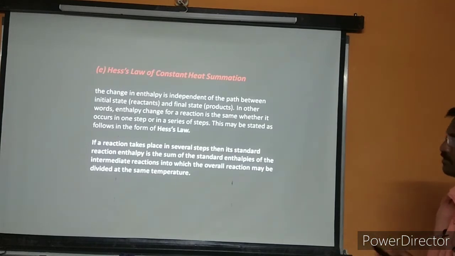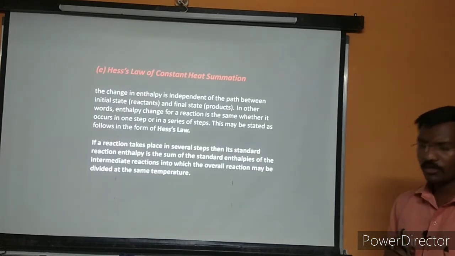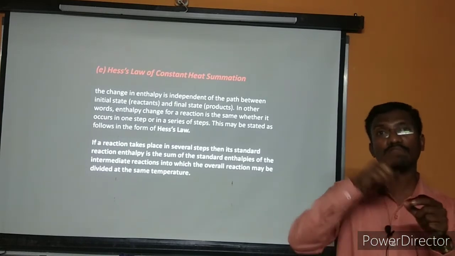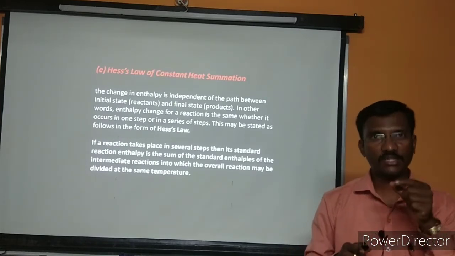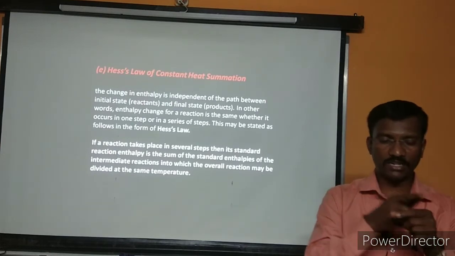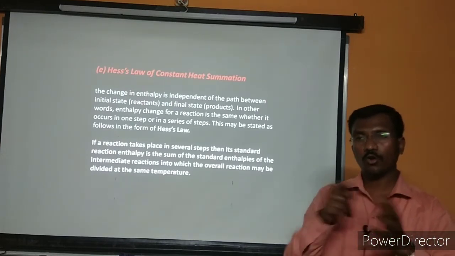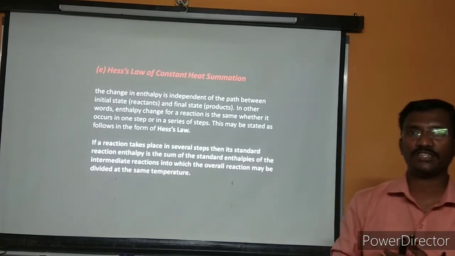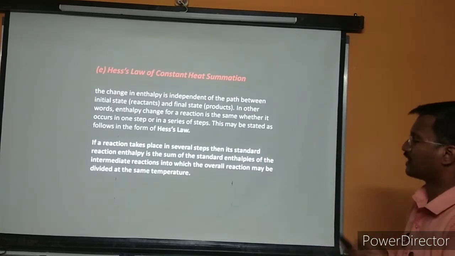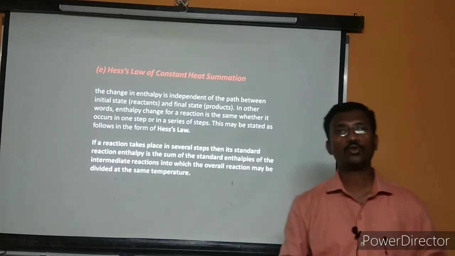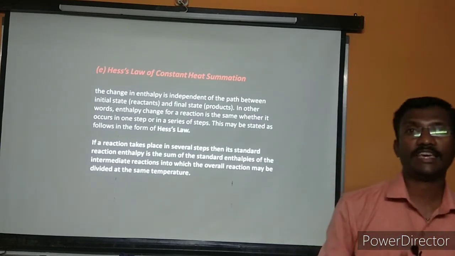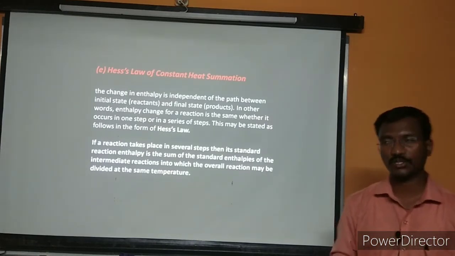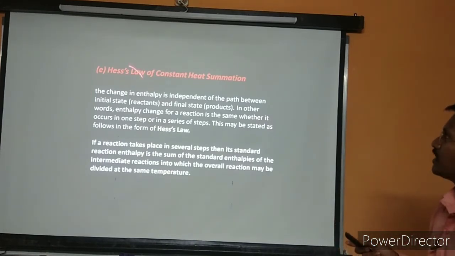If the reactions are more than one, that can be discussed by the law called Hess's law of constant heat summation. In this theory, we discuss that if the reaction is taking place in more than one or two steps, first step, second step, third step, overall, how we can determine the heat energy. In other words, if we don't know the heat exchanged in the reaction and want to calculate it, that can be explained by Hess's law.